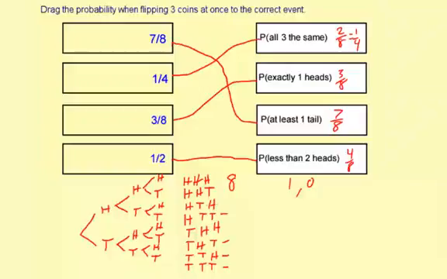And there you go. So here you can see how using a tree diagram can create a list of all the possible outcomes, and you can use that list of outcomes to answer questions about probability.